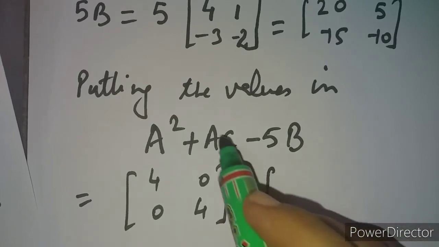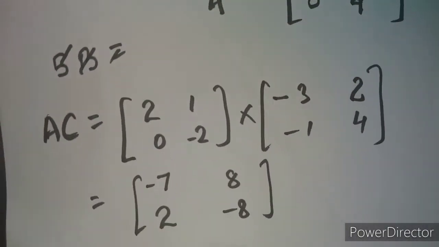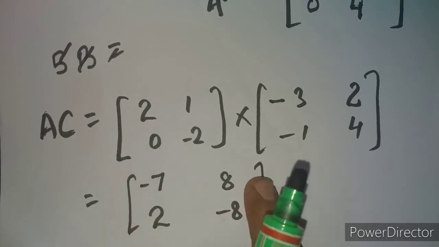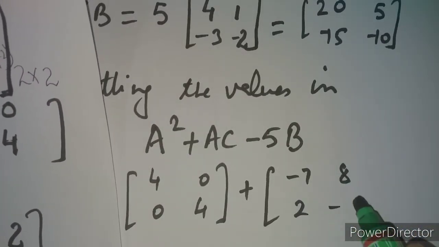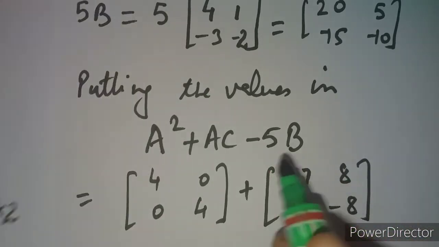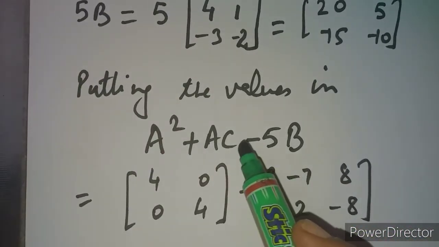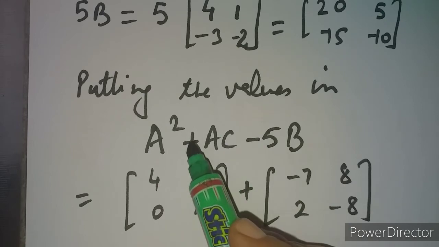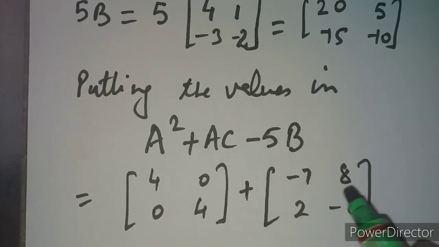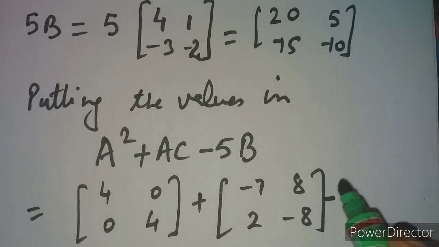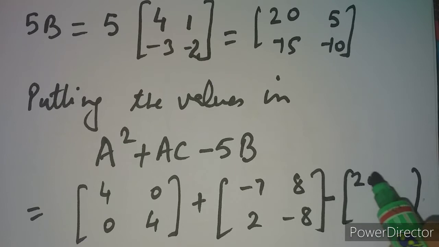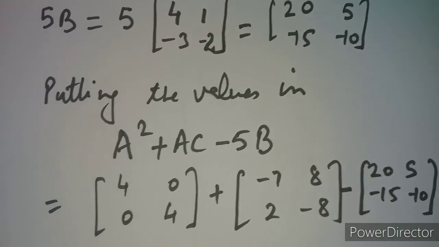So now we need to put the value of AC. AC I found here for you, minus 7, 8, 2, minus 8. And third thing was 5B, and don't change the signs also. Plus was here, now next is minus. And what will be that 5B? I have solved again: 20 here, 5 here, minus 15 and minus 10, right?